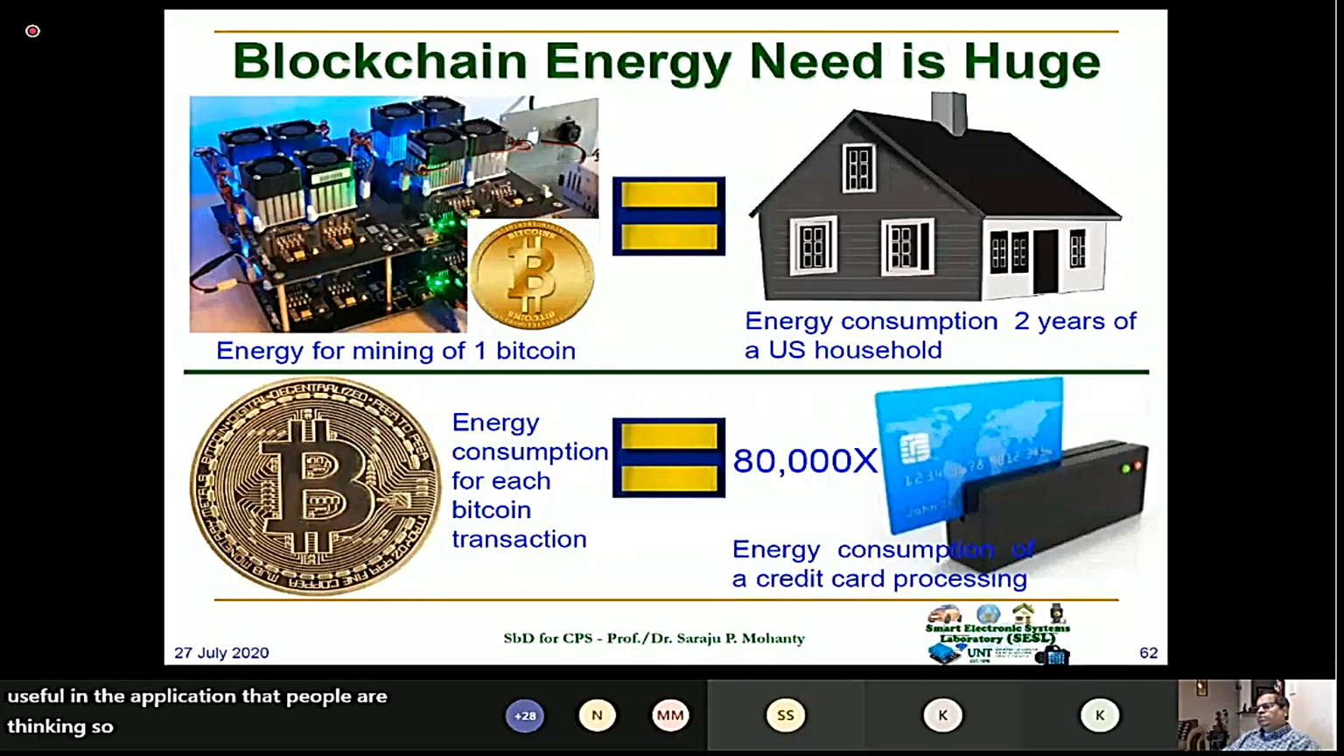From the energy point of view, as I discussed, blockchain with proof of work was not meant to be used the way people are thinking. As an example, a Bitcoin transaction is 80,000 times more power consuming than a credit card transaction. So it is a lot of energy usage. Similarly, mining a Bitcoin takes a lot of energy, equivalent to two years of US household energy consumption. It's a lot.